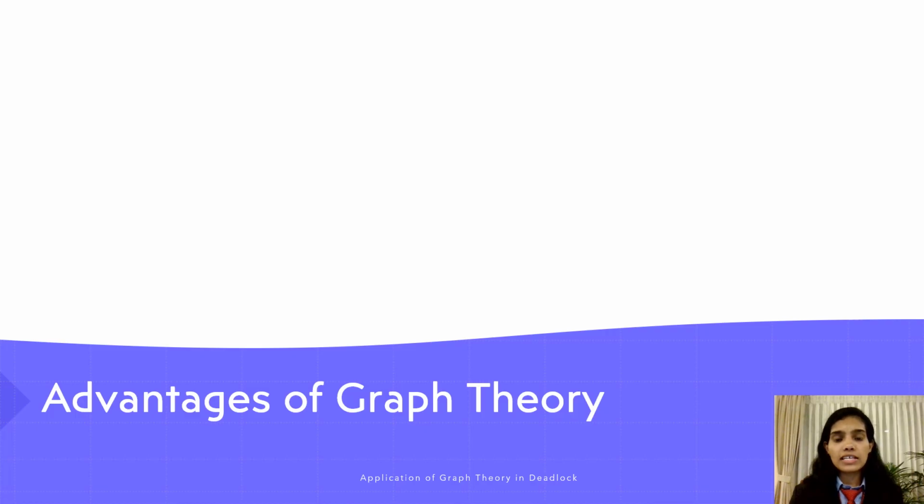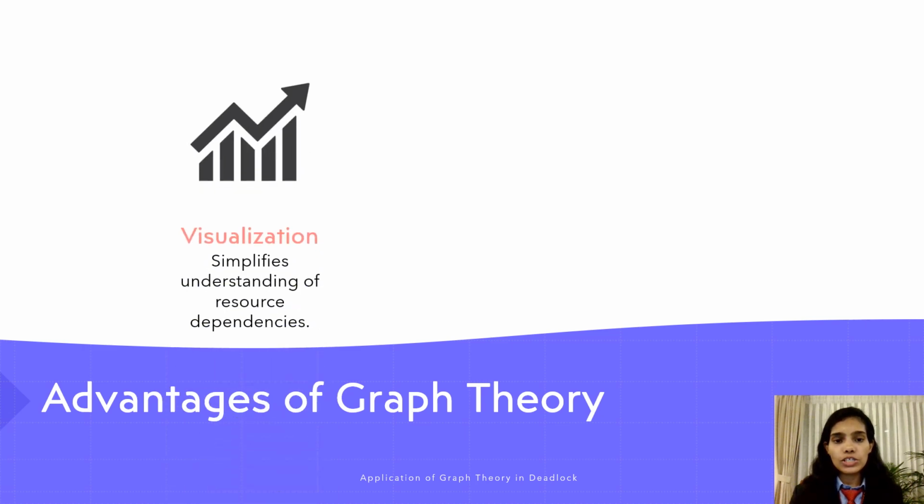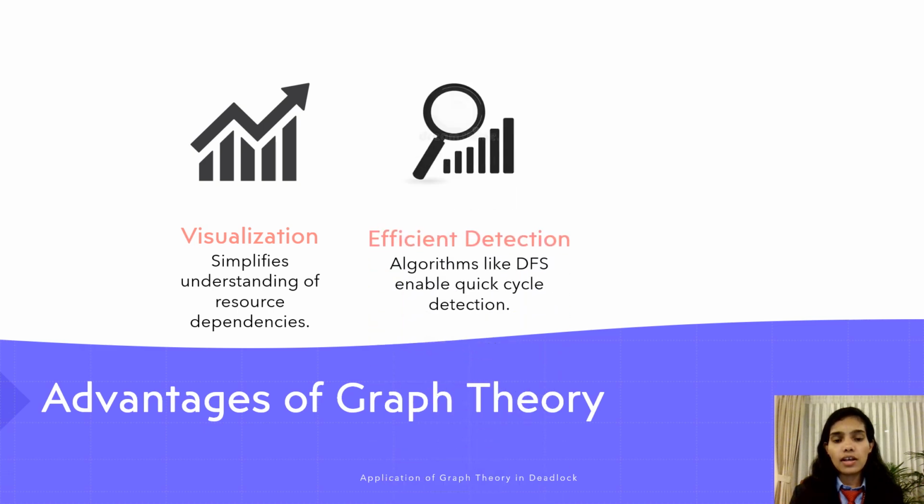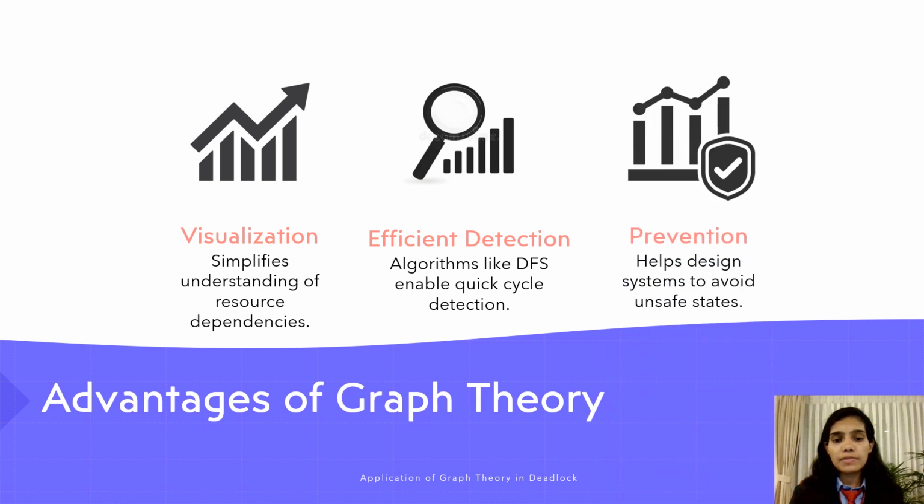Graph theory offers several advantages. Visualization: it simplifies the understanding of resource dependencies. Efficient detection: algorithms like DFS can quickly detect cycles. Prevention: it helps in designing systems that avoid unsafe states and minimize deadlock risk.